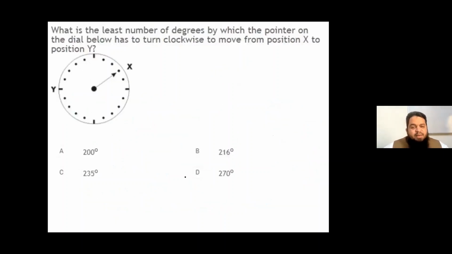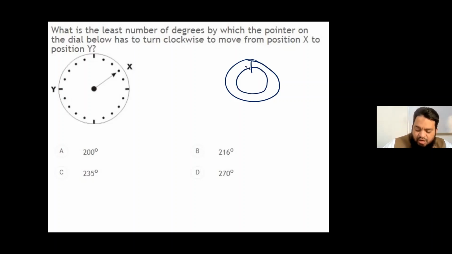What is the least number of degrees by which the pointer on the dial below has to turn clockwise to move from position X to position Y? See, position X to position Y. Before going to the problem, let me explain the concept of degrees and rotation. Whenever a point rotates from one position, clockwise or anti-clockwise, and completes the full revolution, it moves 360 degrees. Is it right? Now coming to the clock, how many hours are there? We have 12 hours. Is it right?